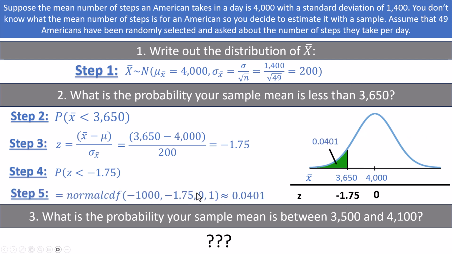So the lower bound for normal CDF is going to be negative 1,000, because we have a less than. There is no lower bound of our shaded region. The upper bound of our shaded region, where it ends in terms of z-scores, is negative 1.75, so that's our upper bound. And then we're always going to put 0 and 1 as the mean and standard deviation of the z distribution. So that gives us about 0.0401. The chance that we take a sample mean, and for it to be less than 3,650 steps for those 49 students on average, that would be pretty unlikely. There would only be about a 4% chance of that happening, assuming that the true mean was 4,000.